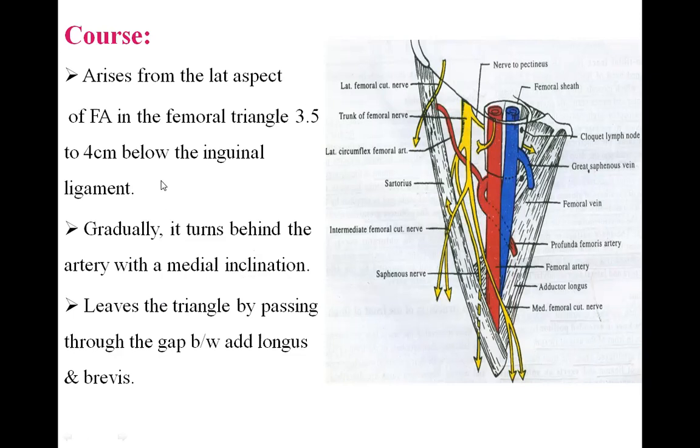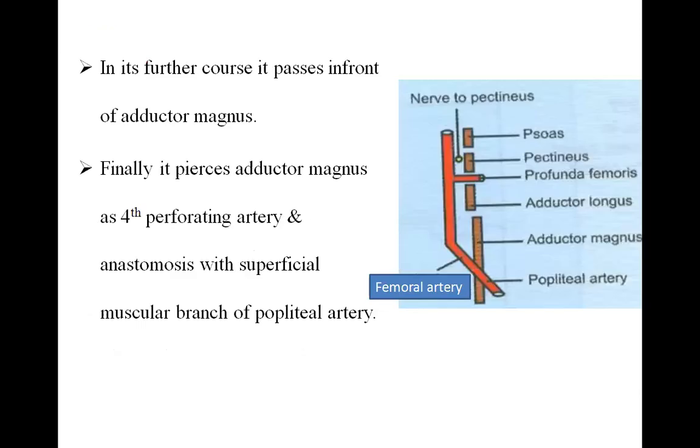It leaves the triangle by passing through the gap between the adductor longus and the adductor brevis muscle. In its further course, it passes in front of the adductor magnus muscle. Finally, it pierces the adductor magnus as a fourth perforating artery and anastomoses with the superficial muscular branch of the popliteal artery. So here is the femoral artery, and it will continue as a popliteal artery, and here is the profunda femoris artery.